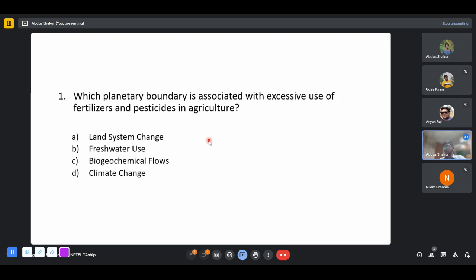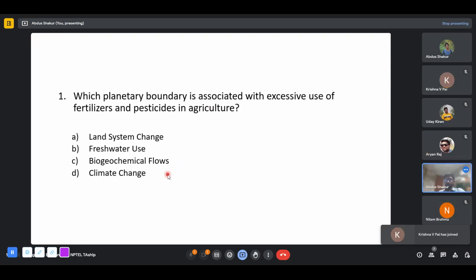Which planetary boundary is associated with excessive use of fertilizers and pesticides in agriculture? We have land system change, freshwater use, biogeochemical flows, and climate change. What happens, especially with fertilizers and pesticides use in agriculture, is we are altering the biogeochemical cycles. For instance, we are adding NPK fertilizer. Oh, it is C.